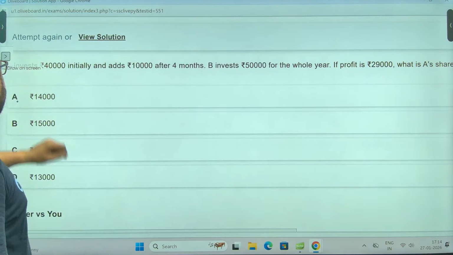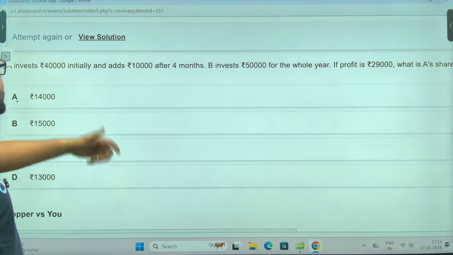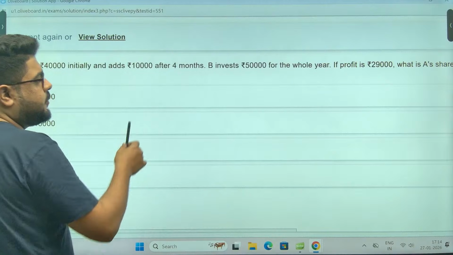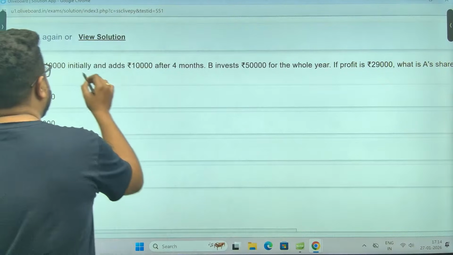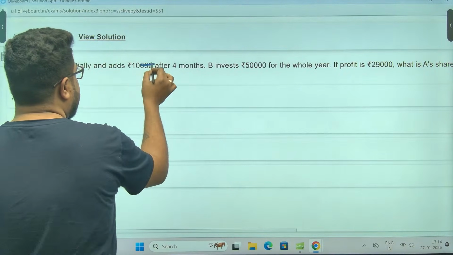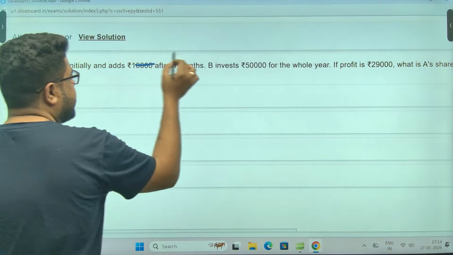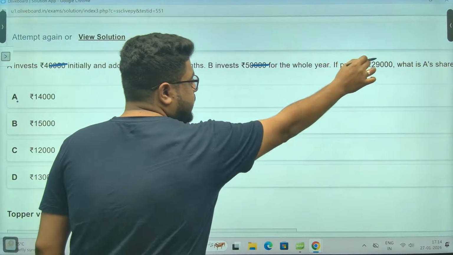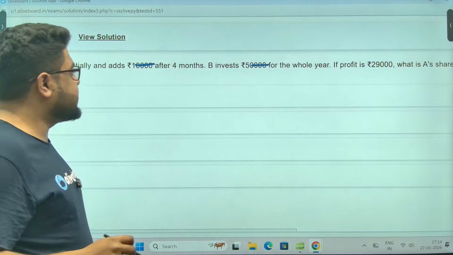Next one. A invests 40,000 initially and 10,000 after 4 months. Acha, sir, in these situations, you see everything has 4 zeros in it. 4 zeros you get rid of. Not from the profit. Profit you keep as it is.